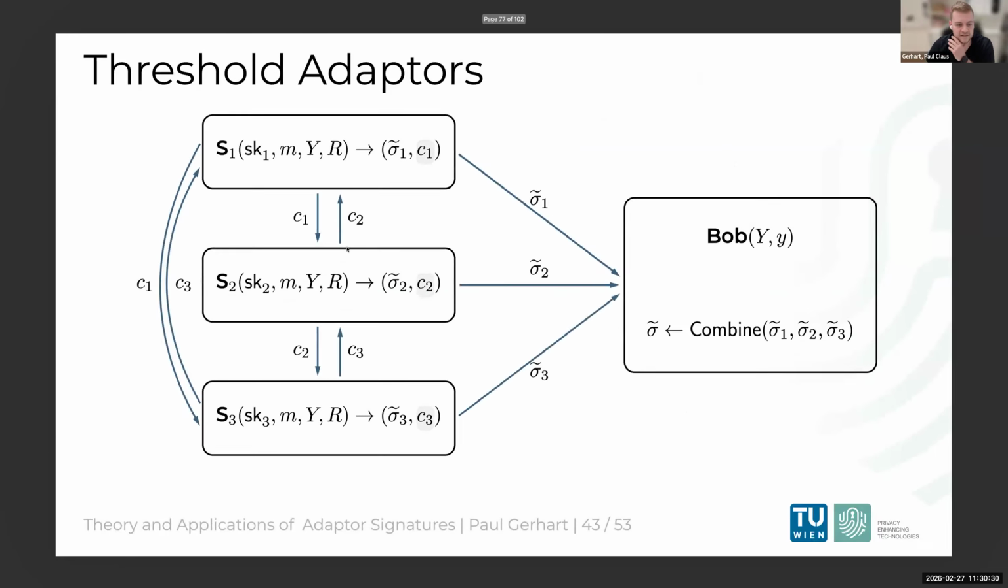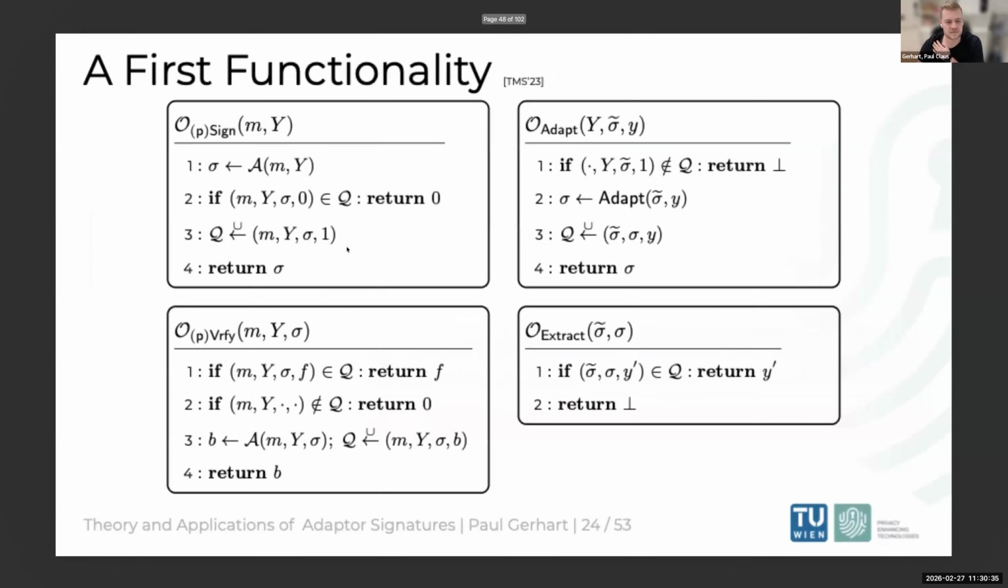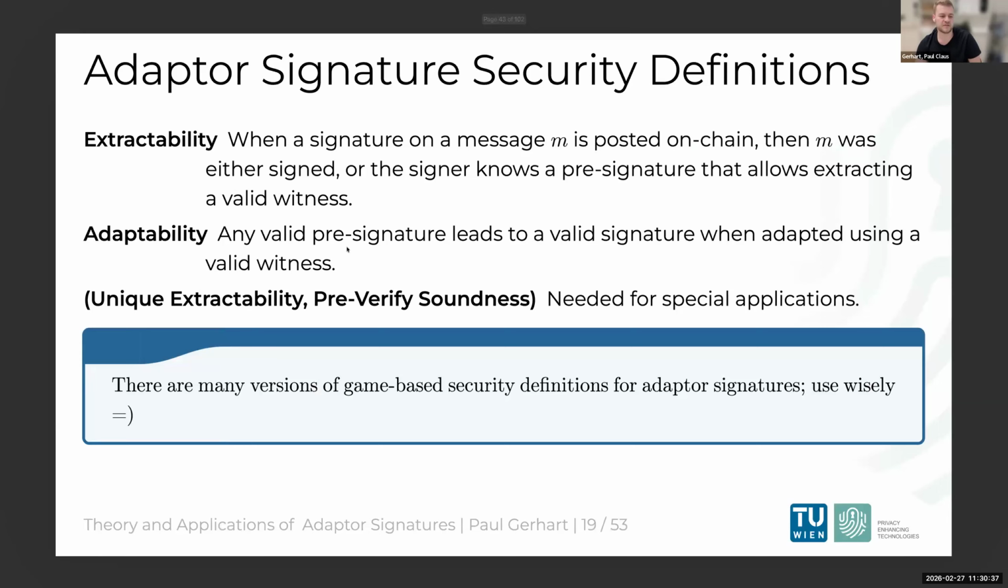Okay, let's go back. So when you use adapter signatures, a good starting point is to look at the Eurocrypt paper and look for the definitions. If you read any other paper with different definitions, they can be right, but you should be careful whether the definition fits the application.